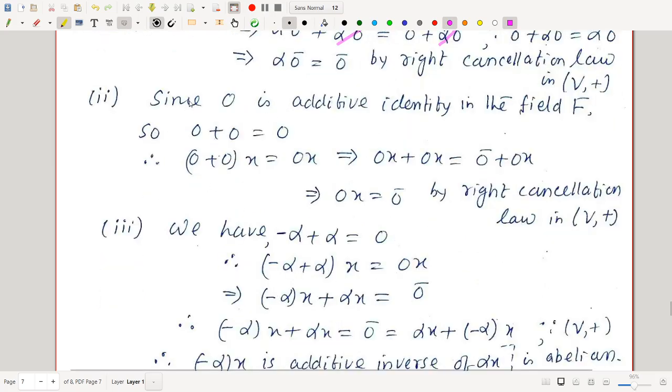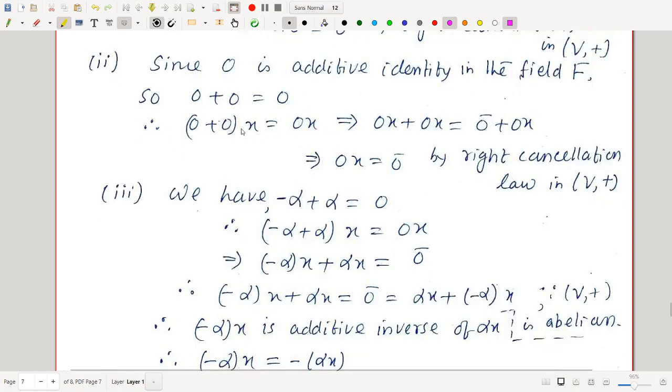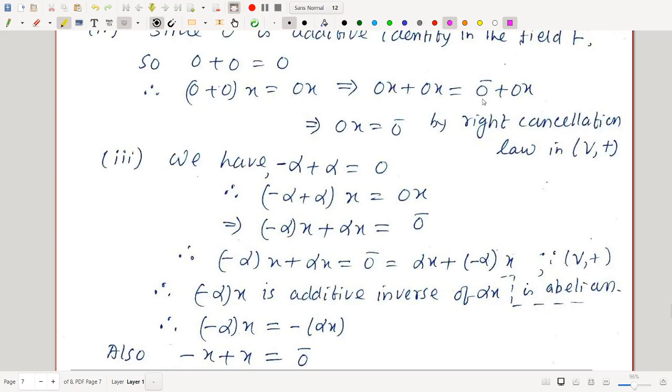So we proved the first one. Number 2: since 0 is the additive identity in the field F, and a field is also a group under addition, 0 plus 0 is 0. Now (0 plus 0) into x is 0x, and the right side is 0x. By distributivity, 0x plus 0x equals 0x. We added 0 bar on the right side; because 0 bar is the additive identity, 0 bar plus 0x is again 0x. Now by the right cancellation law in V plus, we can cancel 0x, because 0x is an element in V. So 0x equals 0 bar.